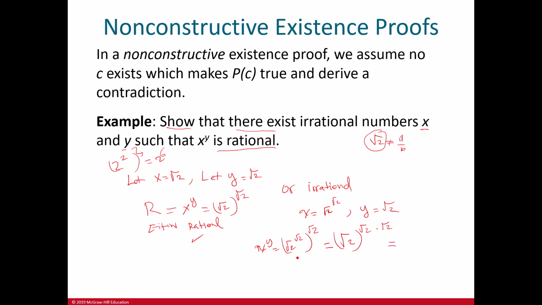But what does this one mean? This means the square root of 2, this guy, multiplied by the square root of 2 times the square root of 2, I just get 2. All right? And then the square root of the square root of 2 is just 2. And we know 2 is rational. 2 is rational.